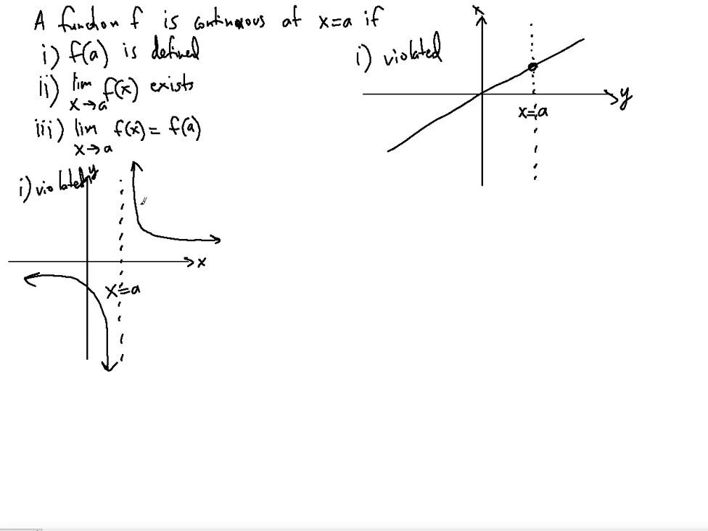Well, the limit as x approaches this value from the right, the a value, goes infinitely up, and to the left of this x value, the function goes infinitely down. So the limits do not agree, right? Therefore, the limit does not exist. So condition 2 also fails.